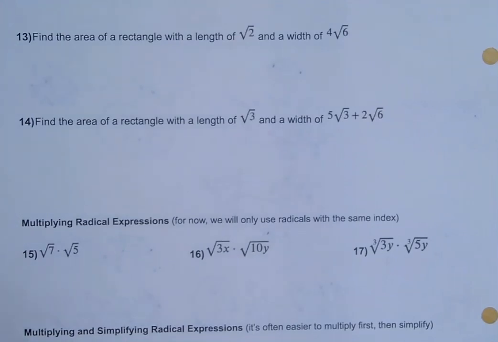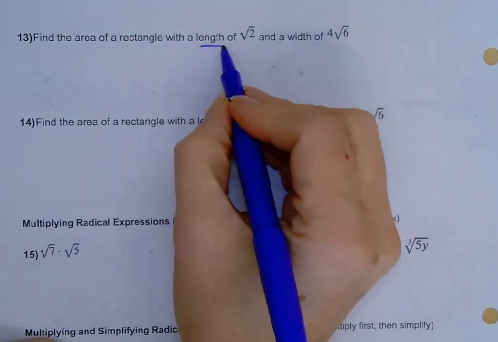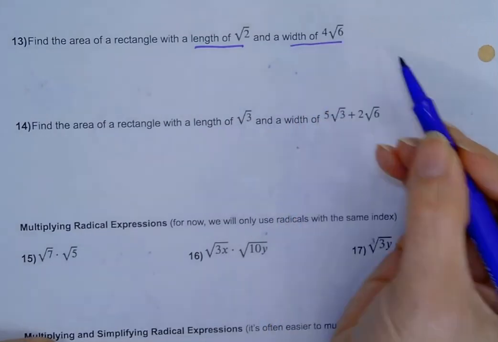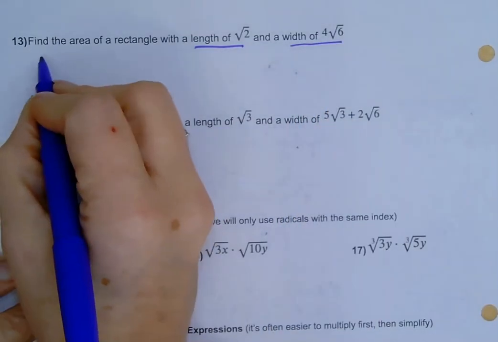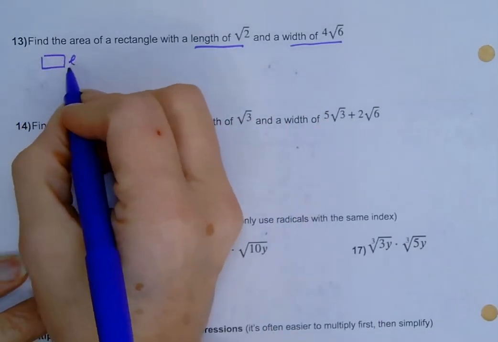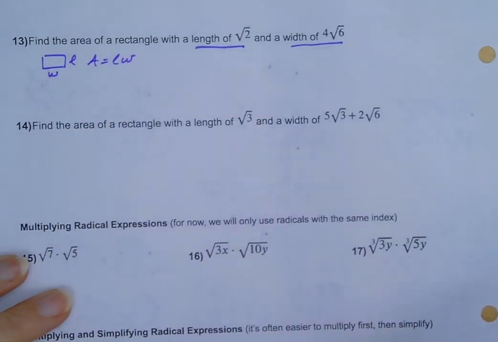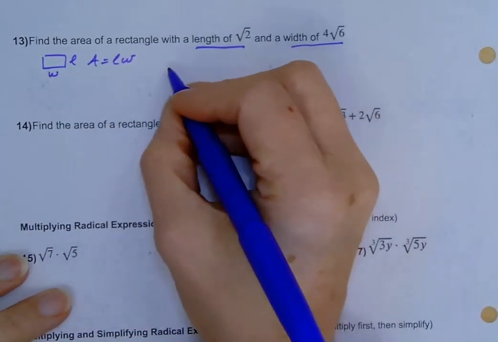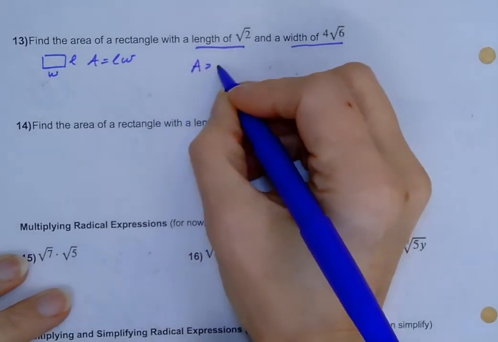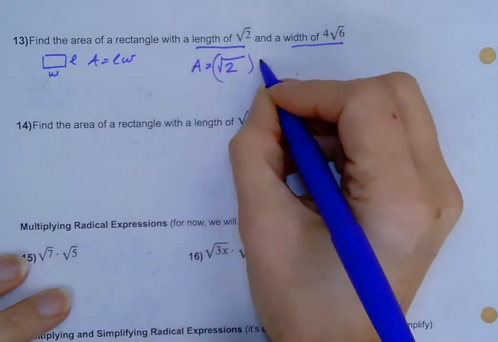So if we need to find the area of a rectangle, we know the length is square root of 2, the width is 4 roots of 6. So I know if I have a rectangle, the area equals length times width. Right, so I know the length, I know the width, so I'm going to say my area equals length times width.